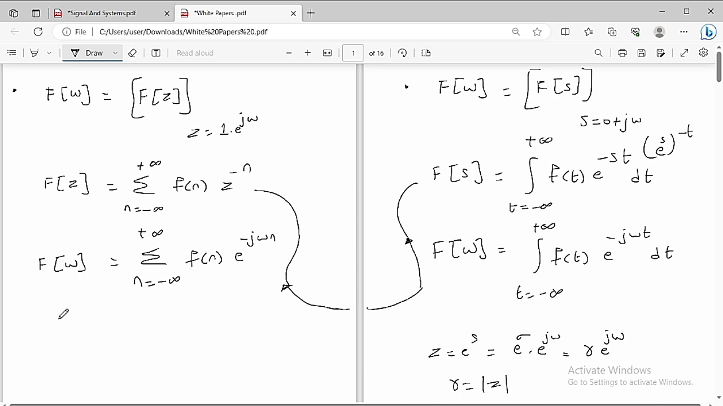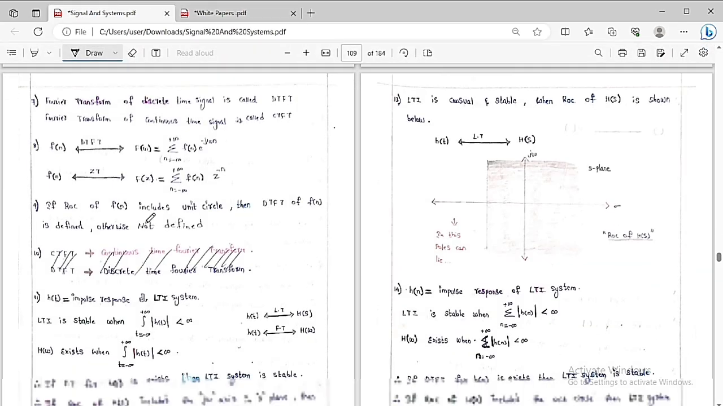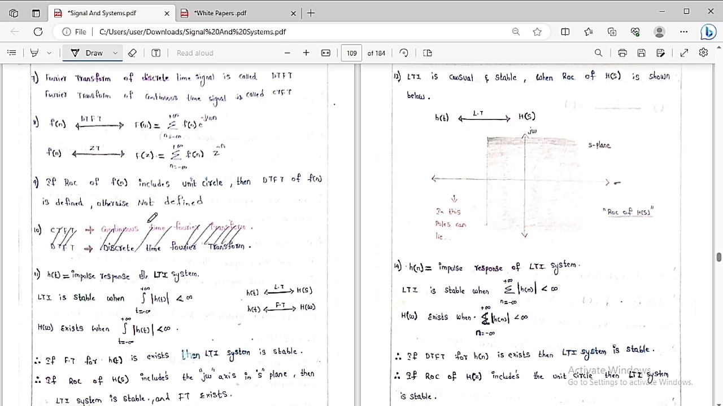So this is called the discrete time Fourier transform of the signal f of n, and this is called the continuous time Fourier transform of the signal f of t. These things you always have to keep in your mind. Now listen carefully. Now let's go for the other point.